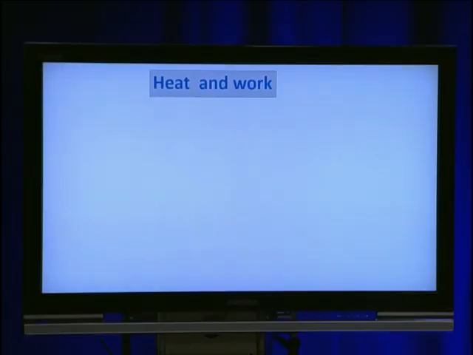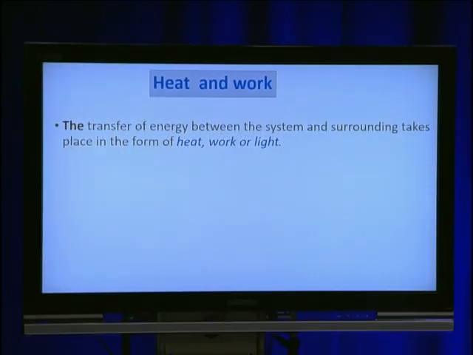Let us look at what is heat and work. Now, we know that there is exchange of energy between the system and the surroundings. The exchange of energy between the system and the surroundings can take place in different forms. It can be in the form of light, in the form of heat, or in the form of work. These are different ways by which the system and the surroundings can exchange energy. Let us look at what is heat.